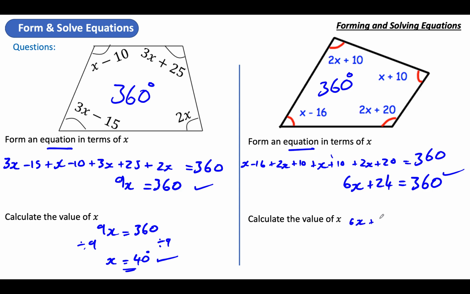Now calculate the value of x. That means solve it. So I'm just going to rewrite it further down. Let's take away 24 from both sides. So 6x is left on its own. And 360 take away 24 is 336. But I don't want 6x's. I only want one of them. So I do 336 divided by 6, which is 56. Okay, so there's my answer. The value of x is 56 degrees.